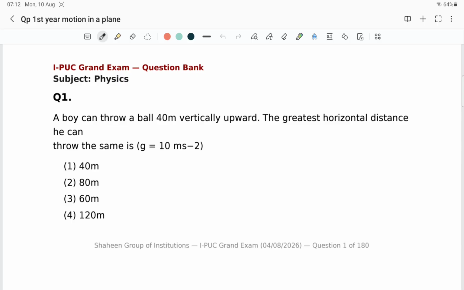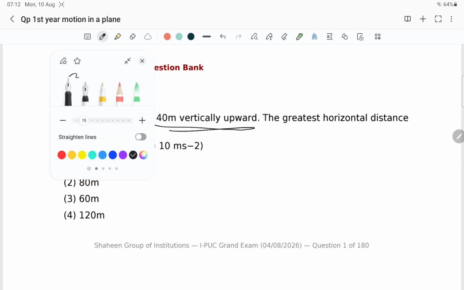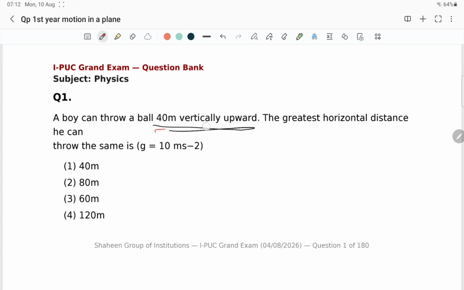A boy can throw a ball 40 meter vertically upward. The greatest horizontal distance he can throw the same is. So this is the question that he has asked. 40 meter vertically upward he can throw, he says. The greatest horizontal distance he can throw the same is.